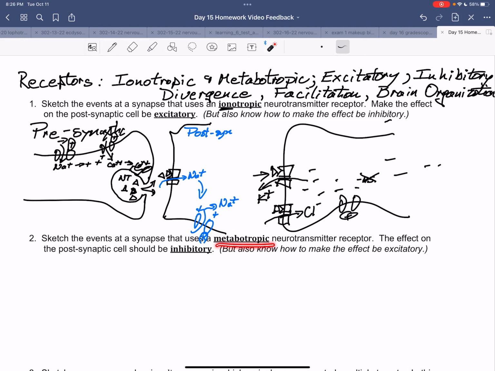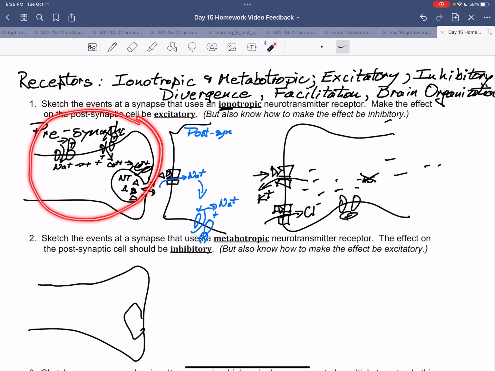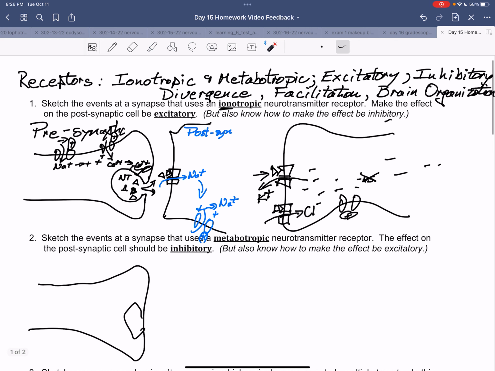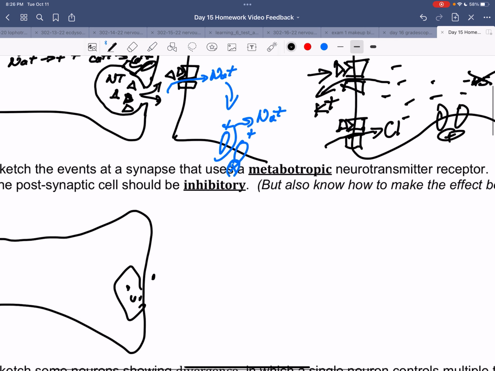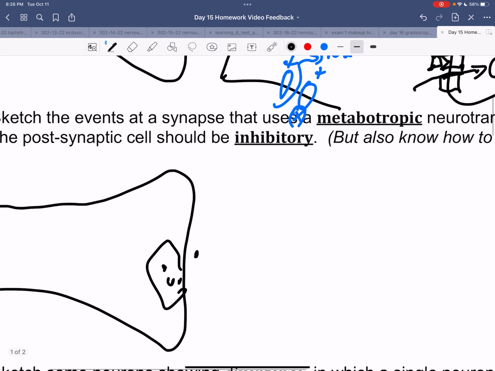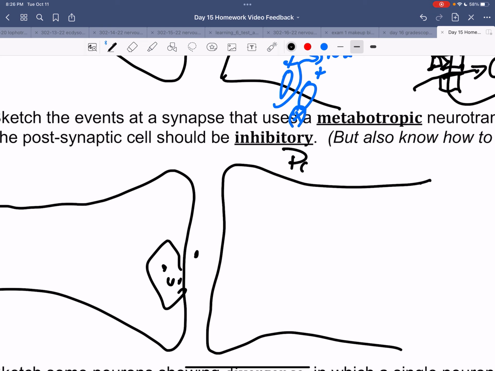Question 2 is to do a metabotropic neurotransmitter receptor, and we want it to be inhibitory. Presynaptic cell would be the same. I won't draw the details again because I just drew them all up here. And we'll release neurotransmitter, this time dots. Let me zoom in again. And here is our postsynaptic cell.